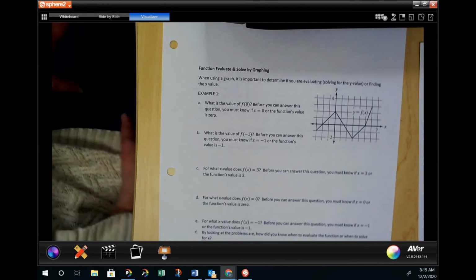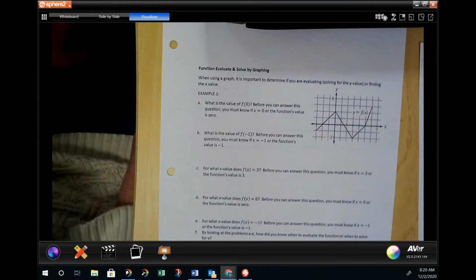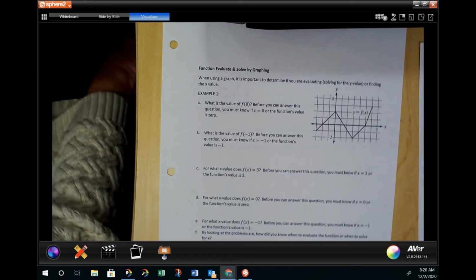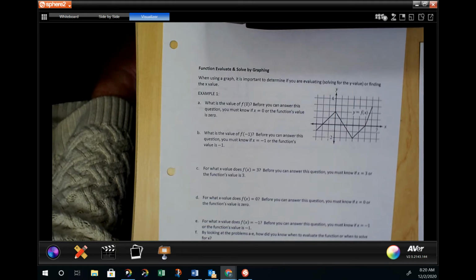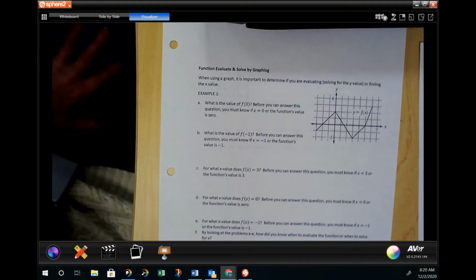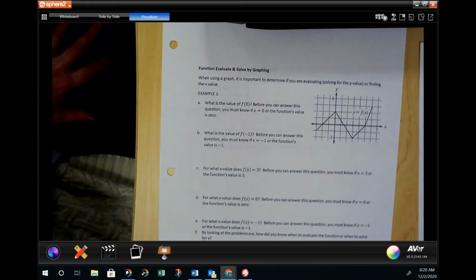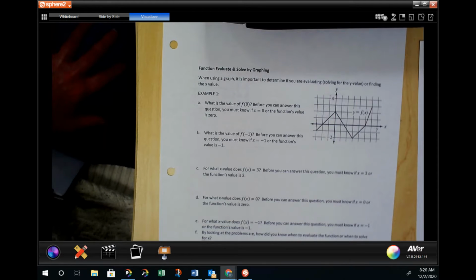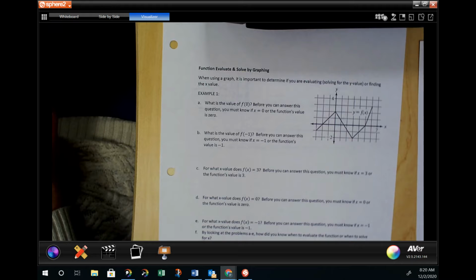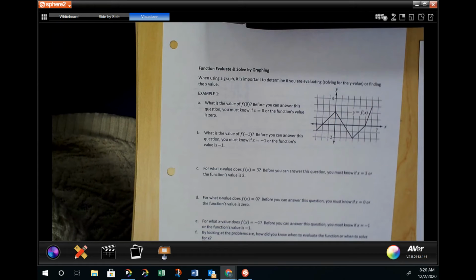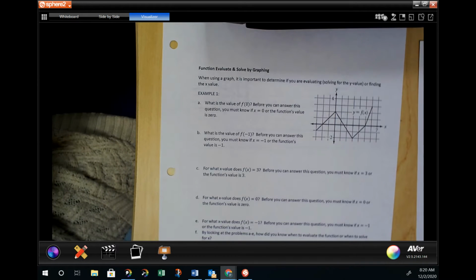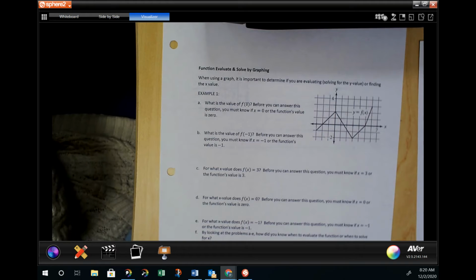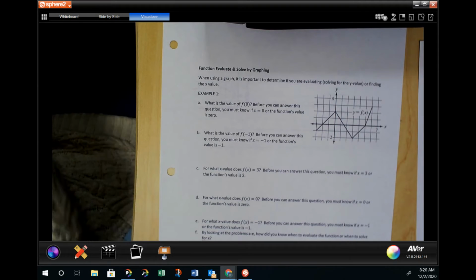Okay, so in this case, we're going to learn how to solve and evaluate functions, but we're only using a graph. The reason I do this is that it's a lot easier to figure out the graph part, because you can use your Desmos and check things. And I'll teach you that when we solve without graphing.